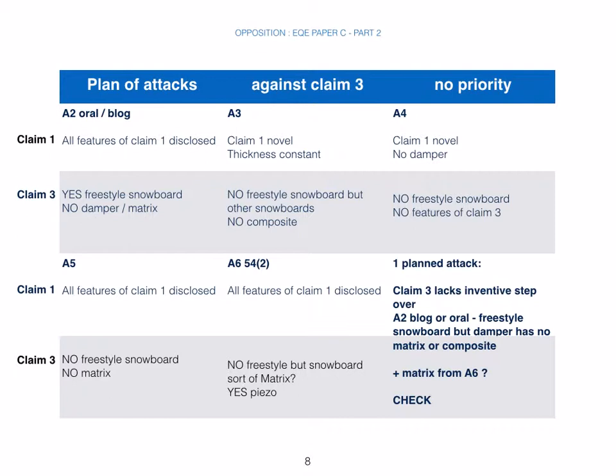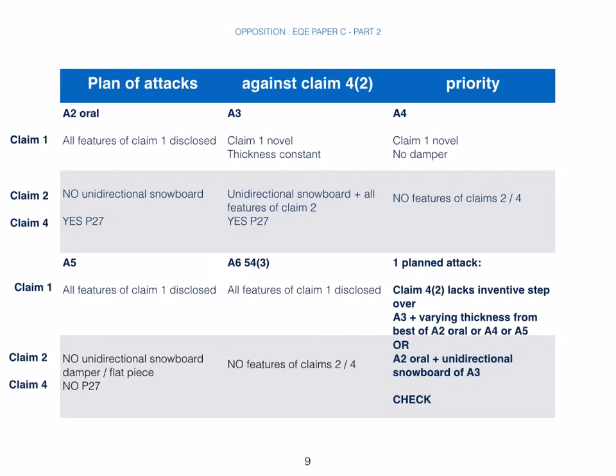Next is a plan of attacks against claim 4.2, which is entitled to priority. The slide has a similar layout. The slide illustrates the features of claim 1 and claims 2 and 4 together, so you can ascertain from the novelty matrix that claim 4.2, claim 4 when it depends upon claim 2, is novel over each prior art document A2 to A6.